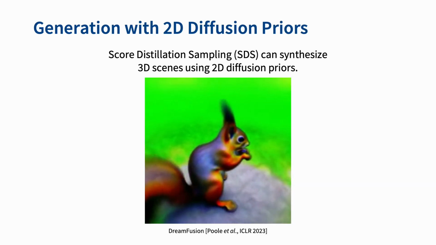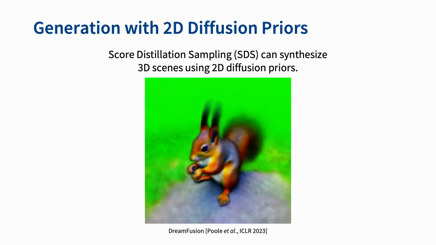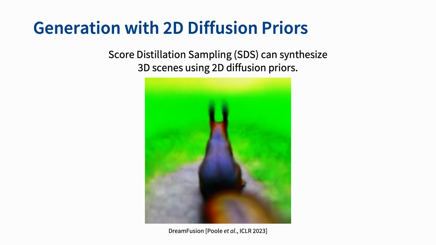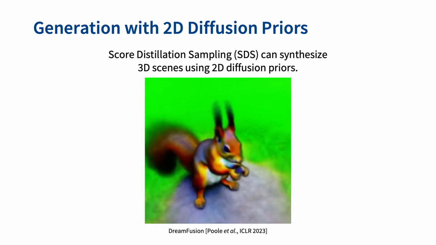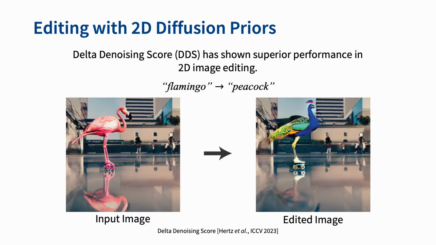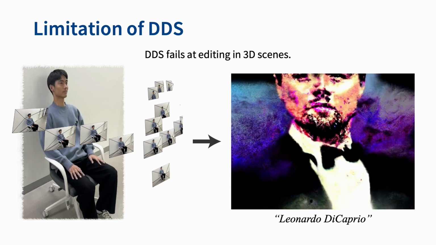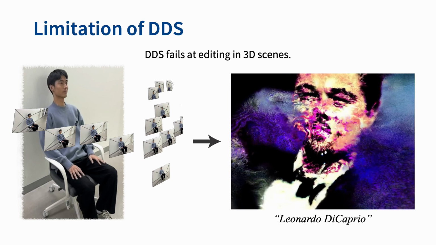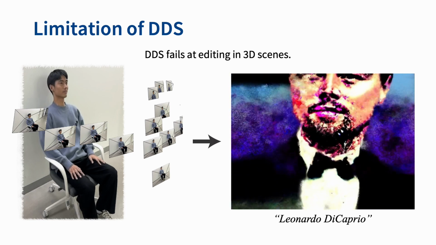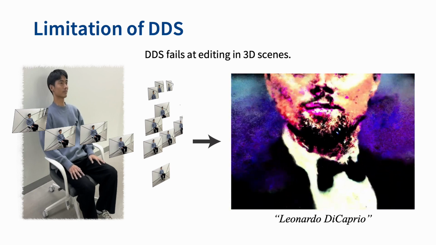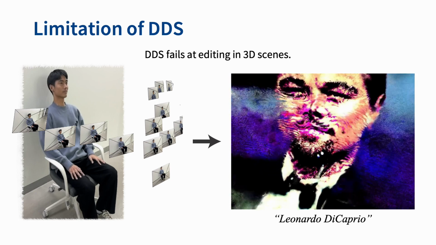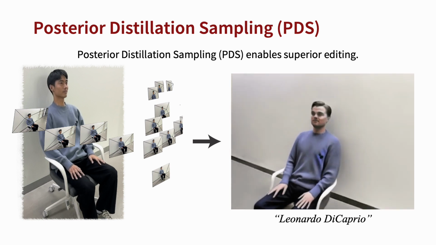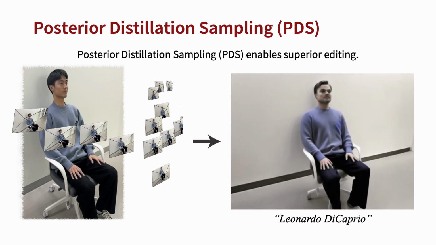Score distillation sampling, SDS in short, is the first optimization approach. It leverages a pre-trained 2D diffusion model to process visual content beyond 2D images. However, SDS was originally designed for generation. For editing, delta denoising score has shown superior performance in 2D image editing. Despite the impressive results in 2D images, DDS fails in 3D scene editing, producing outputs that lose the original identity of the input 3D scene. To achieve superior editing, we propose posterior distillation sampling.